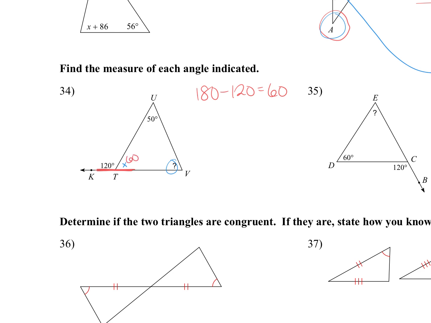Now can I find the question mark? Right, because we know 2 angles, I can find the third one. So same thing that we were doing up above. 60 plus 50, 110. And then to find the third one, we just subtract that from 180 to get 70.